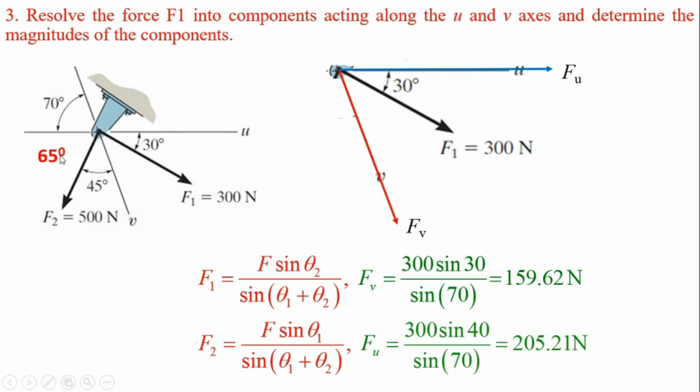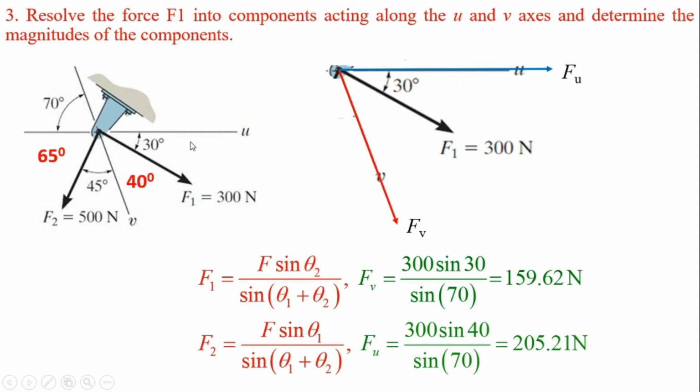So this angle is known, and after knowing this angle, see this is the u axis, we can calculate this angle. So this angle is equal to 180 minus (30 plus 45 plus 65), which is equal to 40 degrees. So first you should calculate all these angles, and now we can decide whether u and v are perpendicular or non-perpendicular. Now if you calculate the angle between u and v, this is 30, this is 40, so this is equal to 70 degrees.